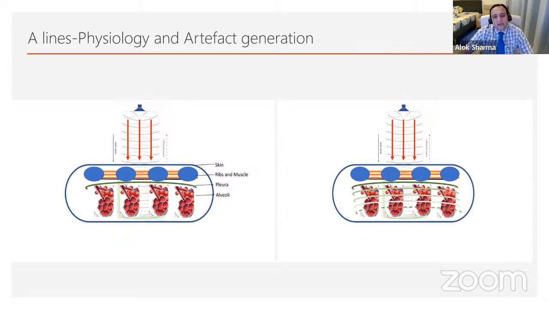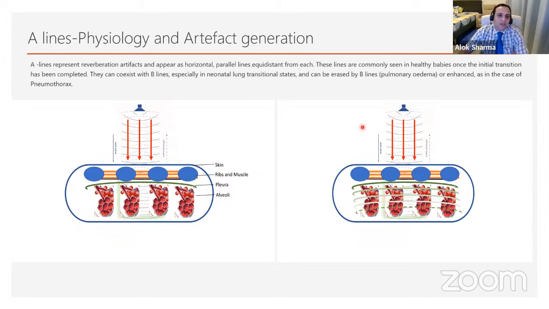But as they go in, you have alveolar tissue where they basically get trapped in between in the intercostal spaces and reflect against each other. And these multiple reflections create what we call reverberations in the tissue, which create horizontal reverberation artifacts. These are classically defined as A-lines.